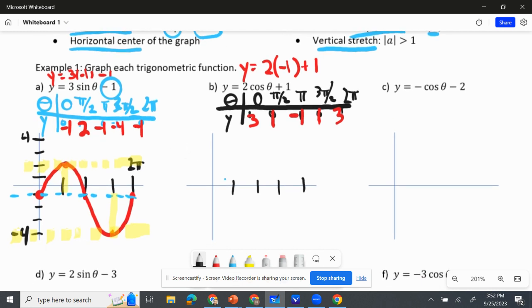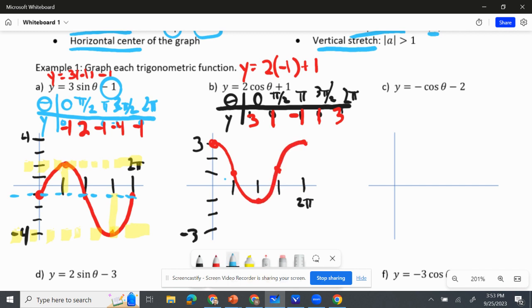And so we're going to go all the way to 2 pi, and then we're going to go up 3, and then we're going to go down 3. So we have 0, 3. We have pi halves is 1, then to -1, and then back to 1, and then back to 3. And that right there gives us our graph.